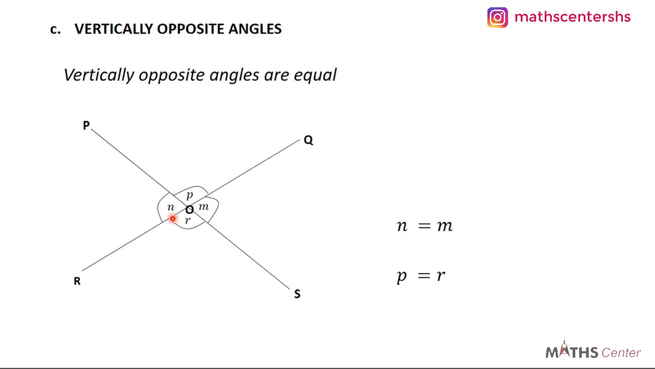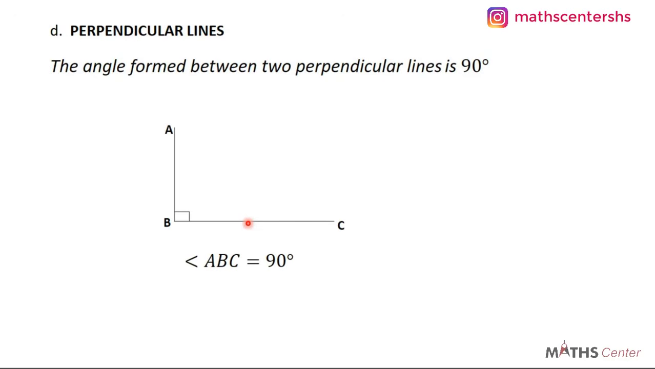But on this slide, what you are considering are vertically opposite angles. We know that P is vertically opposite to R, so P is equal to R. N is vertically opposite to M, so N is equal to M. This property is also very, very important, and we are going to use it a lot. Let's look at the last property that we'll be considering in this video. Angles formed between 2 perpendicular lines is 90 degrees.